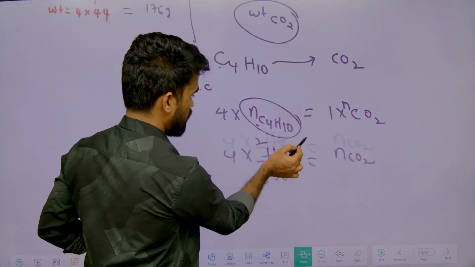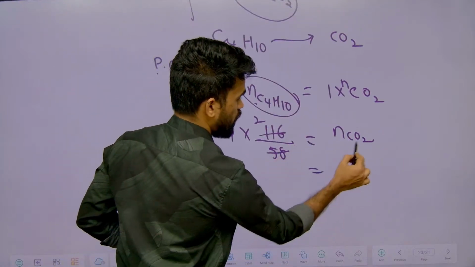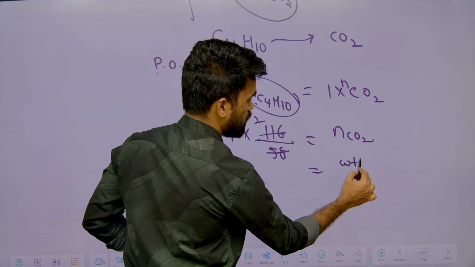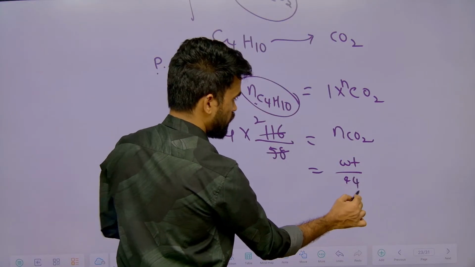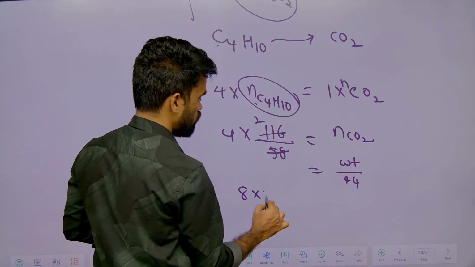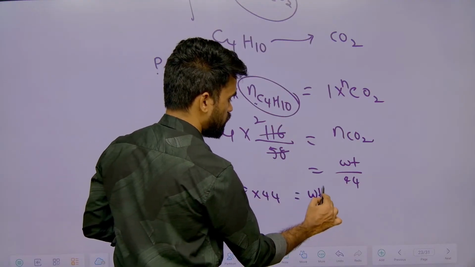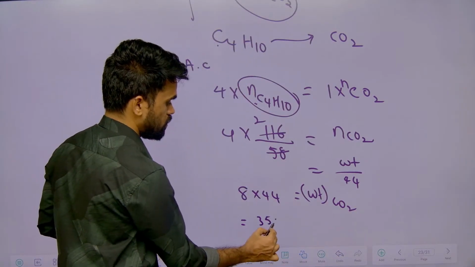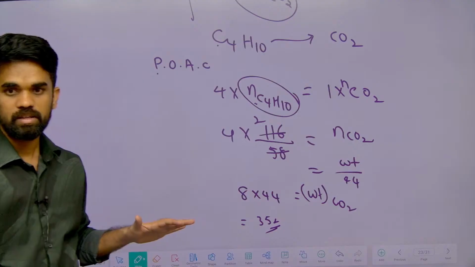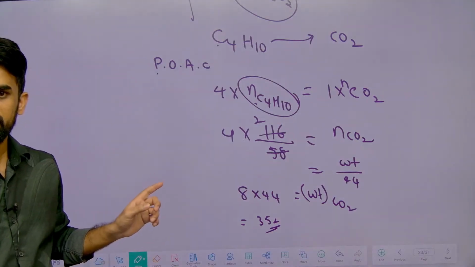So what can we do next? Number of moles means given weight by its molar mass. Molar mass is how much? 44. So 44 if I send this side, 8 into 44 equals weight of CO2. How much is it? 352. That's it. Done? Same answer everyone?